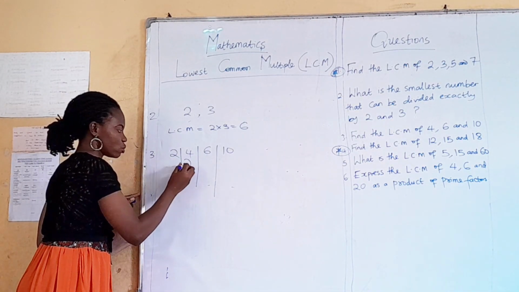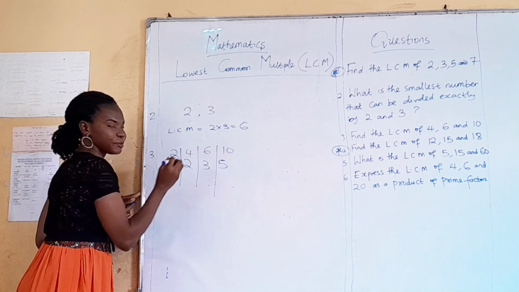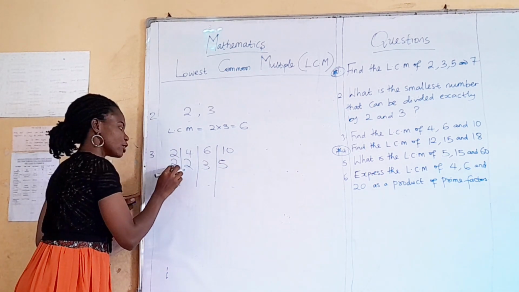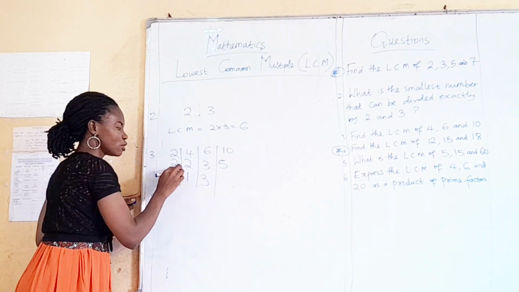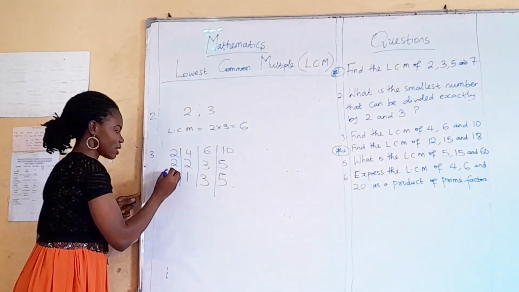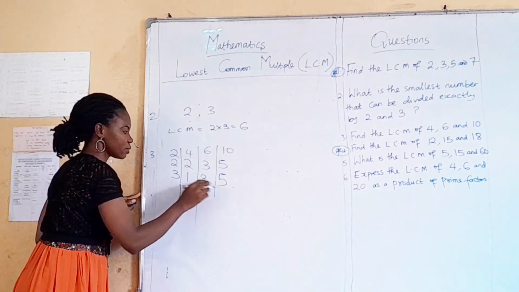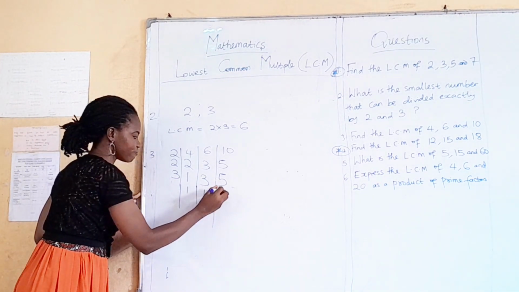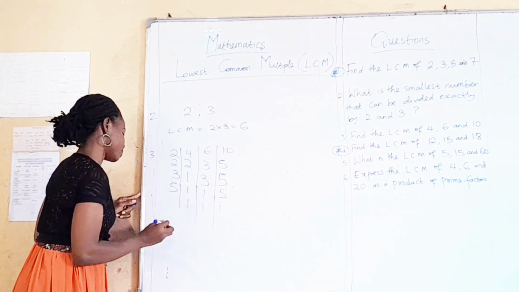2 divide 4, 2. 2 divide 6, 3. 2 divide 10, 5. 2 can still go here. 2 divide 2, 1. 2 divide 3, bring it down, 3. 2 divide 5, bring it down, 5. 2 cannot go again, 3 is the next one. 3 goes here, 1. 3 goes here, 1. 3 does not go in 5, so bring it down. 5 will go, 1, 1, 1.